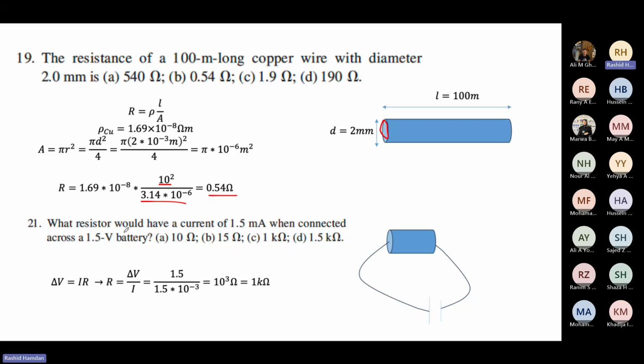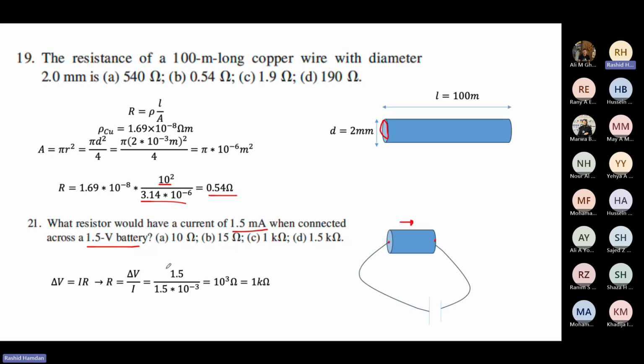What resistor would you need to have a current of 1.5 milliampere when connected across a 1.5 volt battery? When they give us the 1.5 volt battery, that's the EMF of the battery, or delta V. So I connect the conductor here and here. Now I want the current to be 1.5 milliampere. So the current is going to flow in this direction.